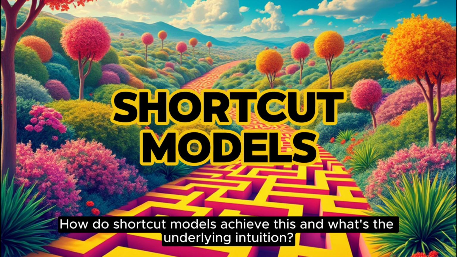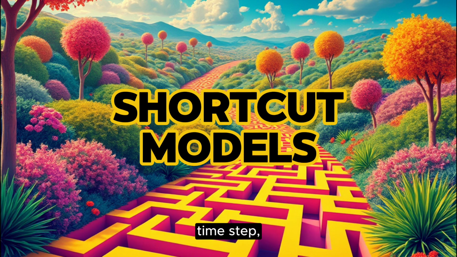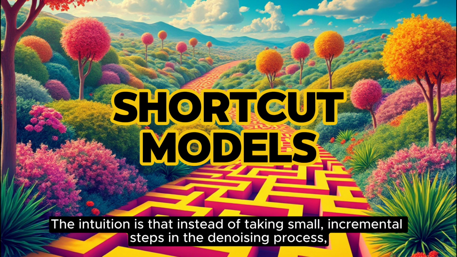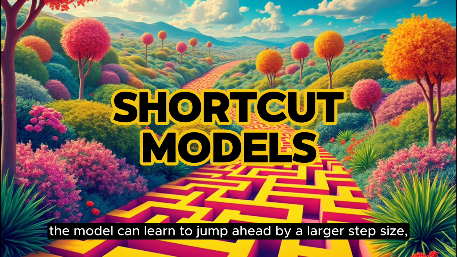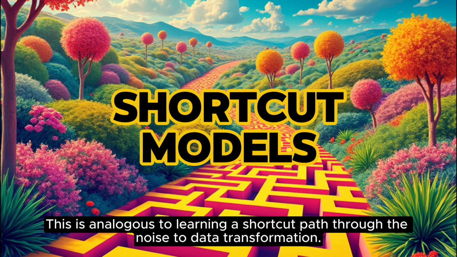How do shortcut models achieve this, and what's the underlying intuition? Shortcut models achieve this by conditioning the neural network not only on the current noise level time step, but also on the desired step size. The intuition is that instead of taking small, incremental steps in the denoising process, the model can learn to jump ahead by a larger step size, effectively skipping intermediate steps. This is analogous to learning a shortcut path through the noise to data transformation.